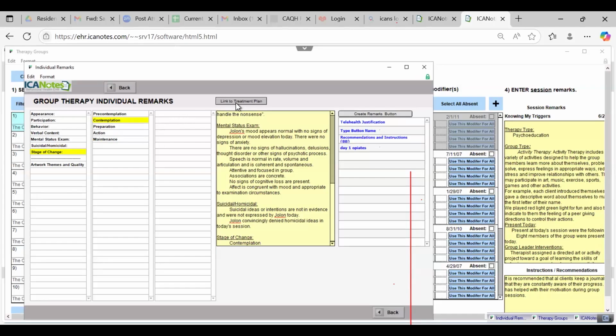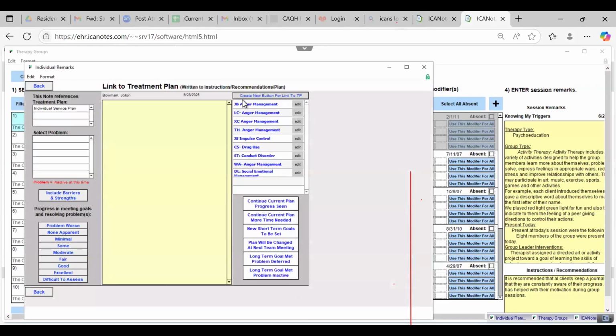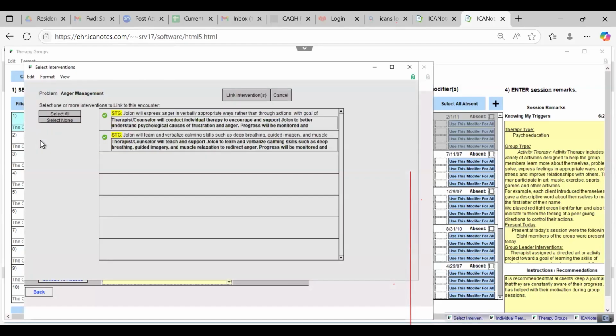Now, this is the part where we link it to our treatment plan. Okay. This is our button up here, link to treatment plan. All right. So let's start at the top. This note references treatment plan, his individual service plan. His problem was anger management. As we see the goals in here, Jolin will express anger in verbally appropriate ways rather than through actions with the goal of down here. Okay, so we use that one. I'm not going to use this one down here. I'm going to unselect this one because we definitely talked about verbal ways to express his triggers.